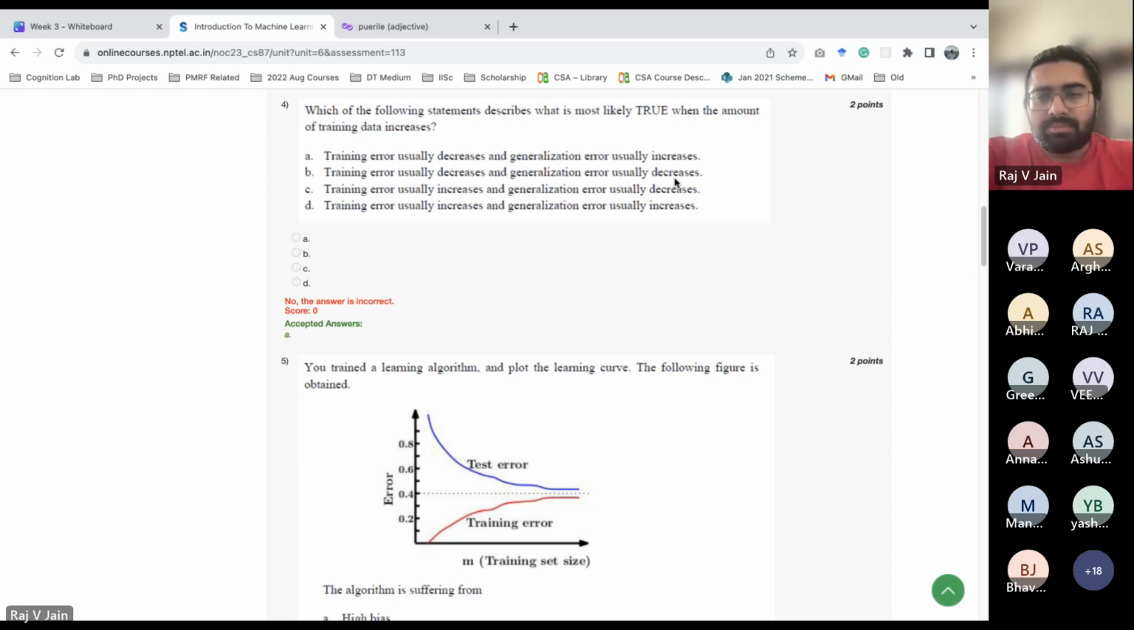Sorry, I might have just joined in between. So what is the answer you are suggesting, Abhiru? I'm seeing it can be B or C. It depends upon the model and the type of data input set you're giving to it.